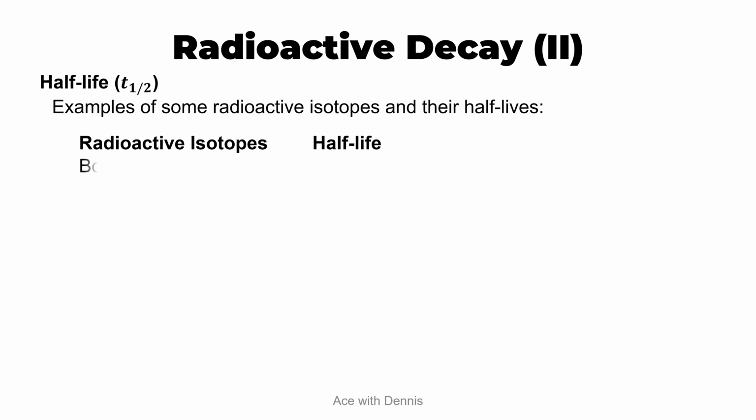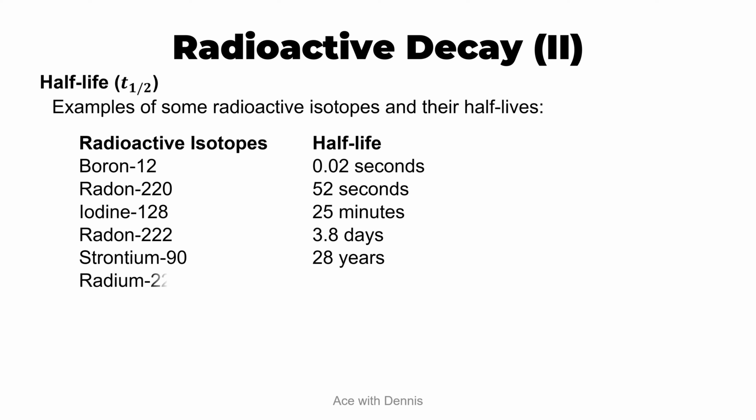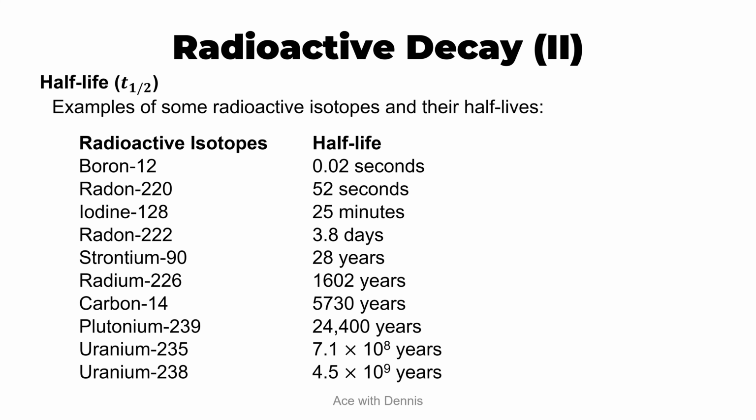Here are examples of some radioactive isotopes and their half-lives. We have boron-12, half-life is 0.02 seconds, radon-220, half-life is 52 seconds, iodine-128, half-life is 25 minutes, and so on. And look at the last row, uranium-238, it has a half-life of 4.5 times 10 to the power of 9 years. As you can see, when isotopes have a smaller mass number, they have a short half-life. When they have a very large mass number, then they have a very long half-life.